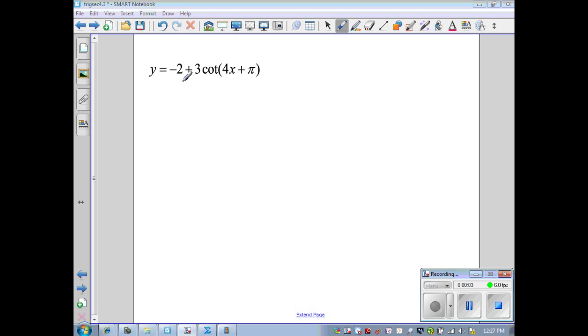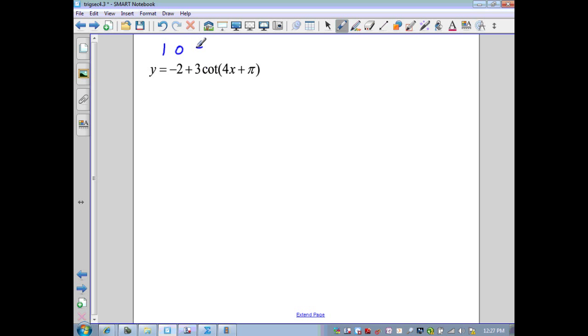Our next example, y equals a negative 2 plus 3 cotangent 4x plus pi. Here my value for a in front of my cotangent is 3. Our usual key points for cotangent for a positive value are 1, 0, and negative 1. Here, since this is a positive 3, it will be 3, 0, and negative 3.